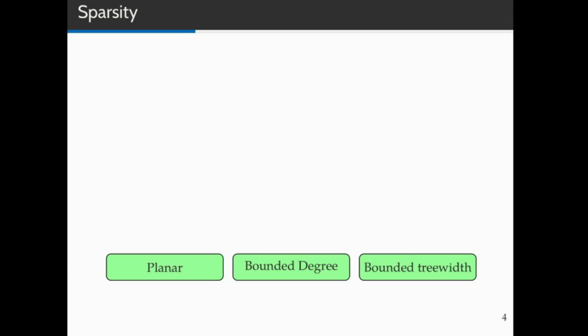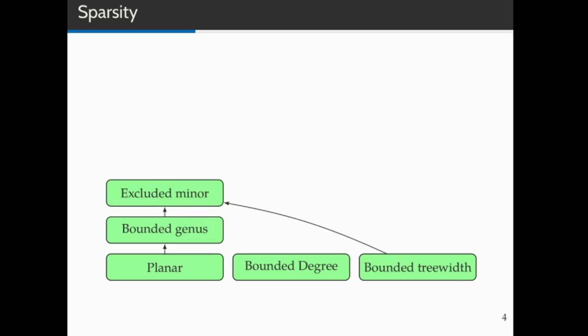So many problems that are hard on general graphs become tractable once you restrict the input to more restricted graph classes, such as planar graphs, bounded degree graphs, or bounded tree width graphs. For example, 3-colorability is NP-complete in general, but on bounded tree width, it suddenly becomes polynomial time solvable. But you can consider more general notions of tractable graph classes. For example, bounded genus generalizes planar graphs, and again, excluded minor generalizes bounded genus and bounded tree width.